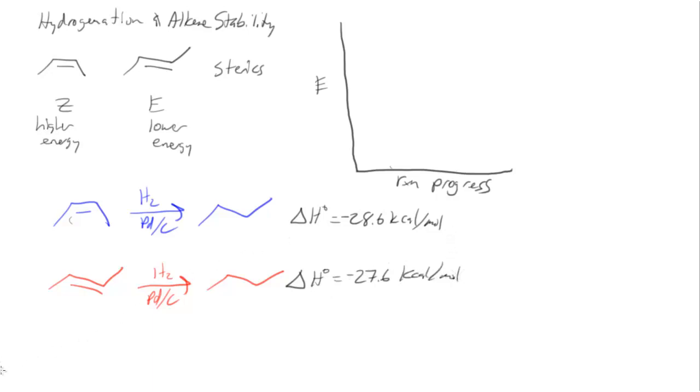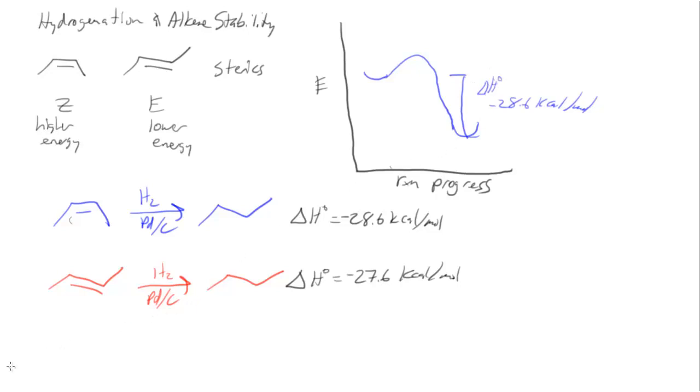So let's go back up to our reaction coordinate diagram. So it's negative, so that means our products are going to be more stable than our reactants. And so if I draw a reaction coordinate diagram for this first one, I can say, okay, so this is minus 28.6 kcals per mole. That's my delta H.